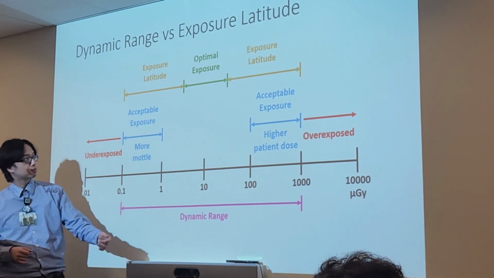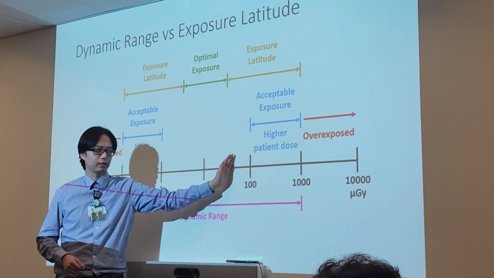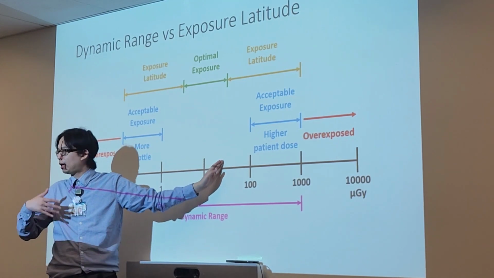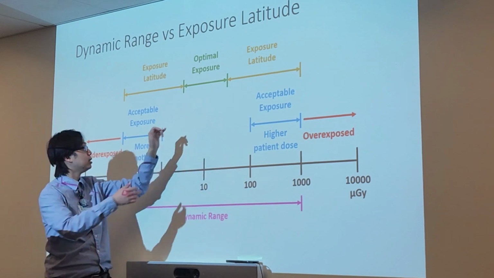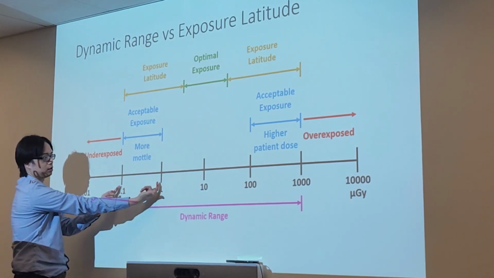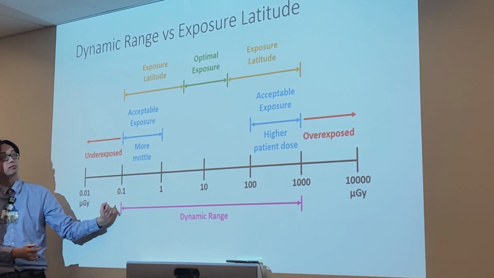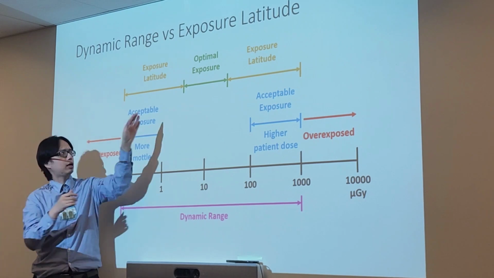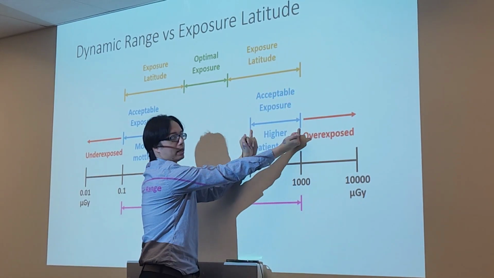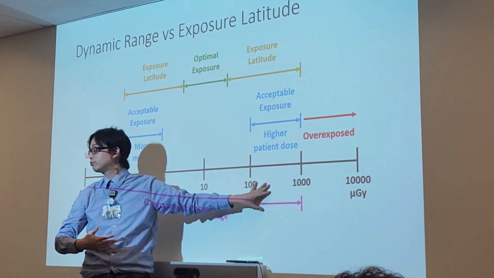So for example, this here could be our optimal exposure, like somewhere here between 1 to 100 micrograys. But if my technique was too low, I could have it all the way down here. And it's still going to be acceptable, right? Because it's inside my dynamic range. If my technique was a little bit too high, and I shifted this across this way, so it ended up over here, that's still okay. It's within my dynamic range.